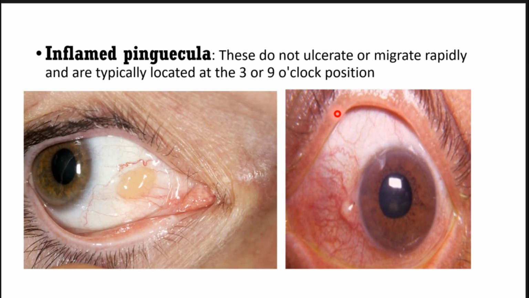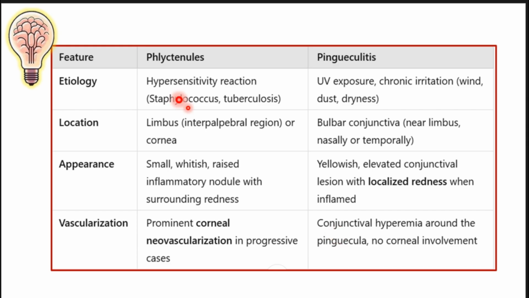All right. The third differential is an inflamed pinguecula or pingueculitis. Now, the important thing to note here is that they are going to have this yellowish tinge to them. They can be located at the 3 o'clock or 9 o'clock position because those are the areas which are exposed to sunlight and UV radiation. They will not undergo any sort of ulceration or microabscess formation. Okay, so that is one important differential point. However, you can see vessels also here. So how to differentiate? Phlyctenules basically are hypersensitivity reactions. Pingueculitis is because of the UV exposure and chronic irritation.